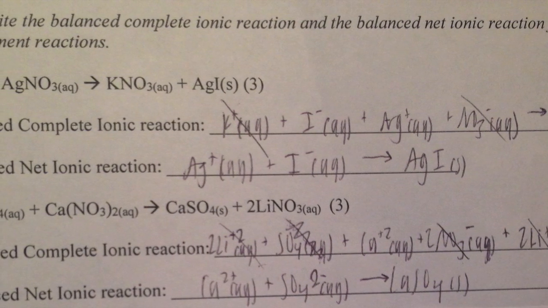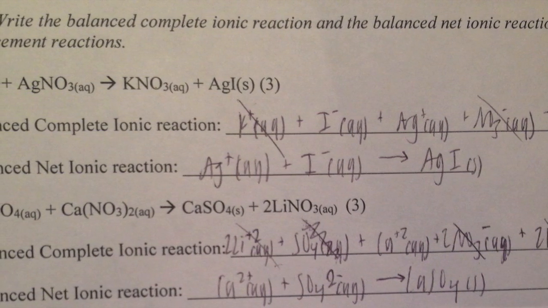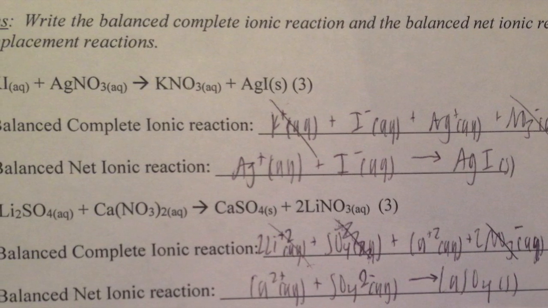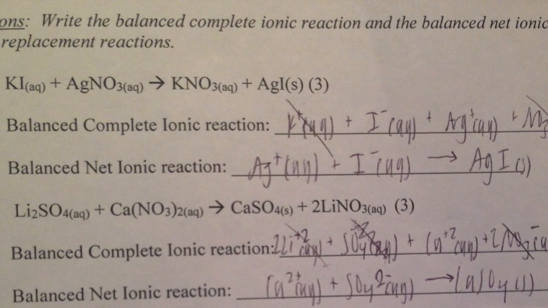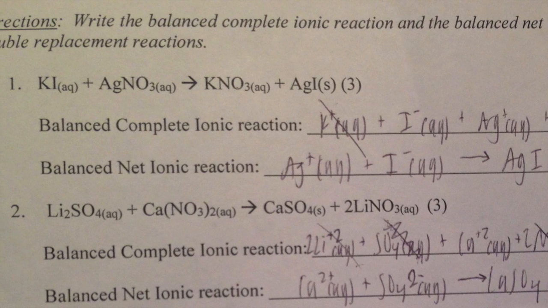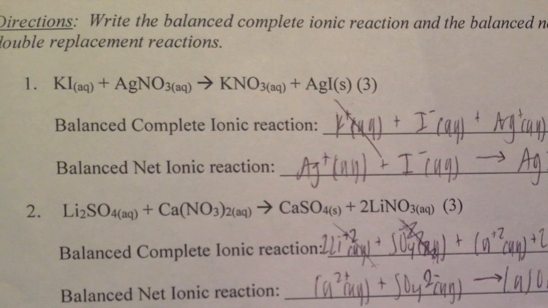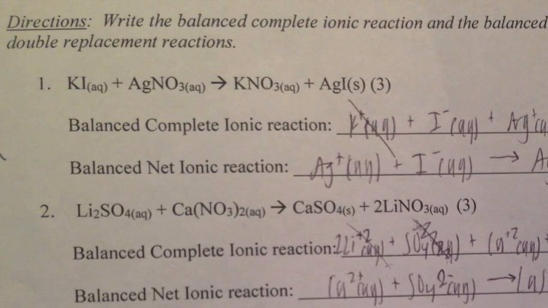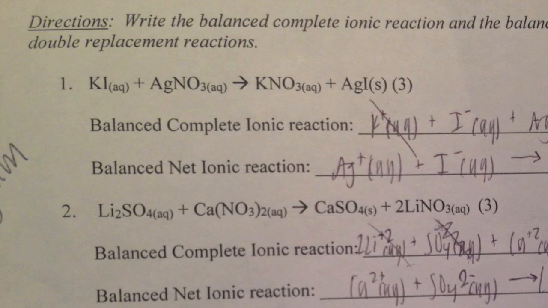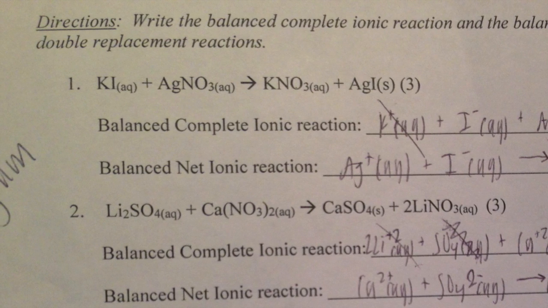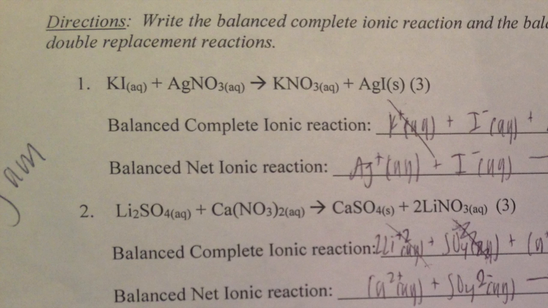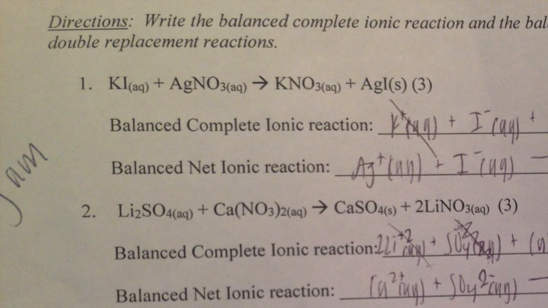All right, for problem number 2, you have lithium sulfate plus calcium nitrate yields calcium sulfate plus lithium nitrate. The balanced complete ionic would be 2 lithium aqueous plus sulfate aqueous plus calcium 2 plus aqueous plus 2 nitrate aqueous yields 2 lithium aqueous plus 2 nitrate aqueous plus calcium sulfate solid. And then with the balanced net ionic, you're going to cancel out anything that doesn't change. So it would be calcium 2 plus aqueous plus sulfate 2 minus aqueous yields calcium sulfate solid.